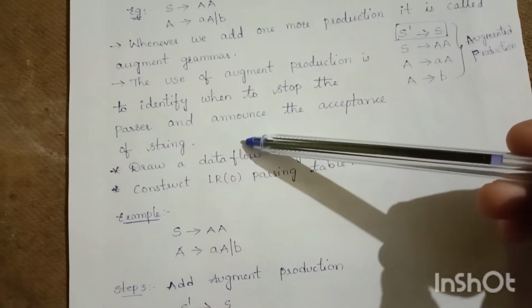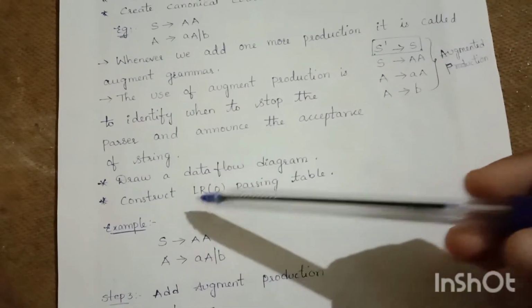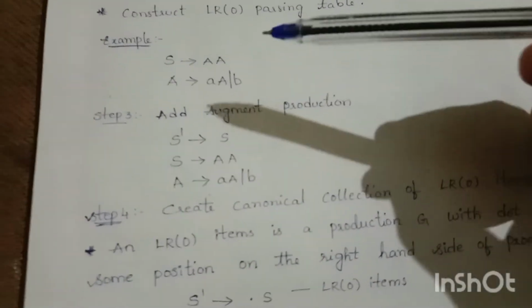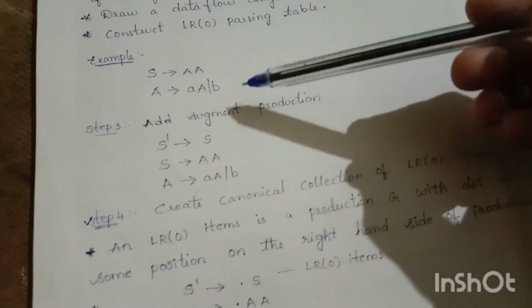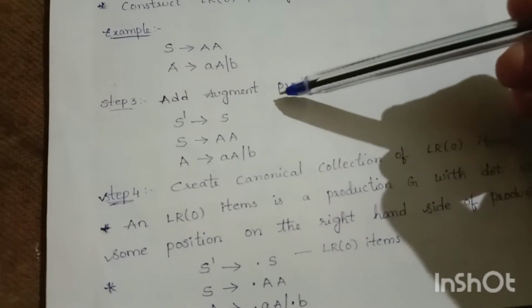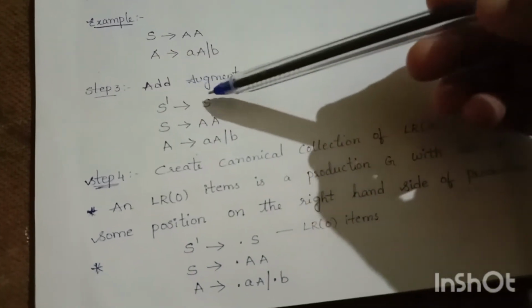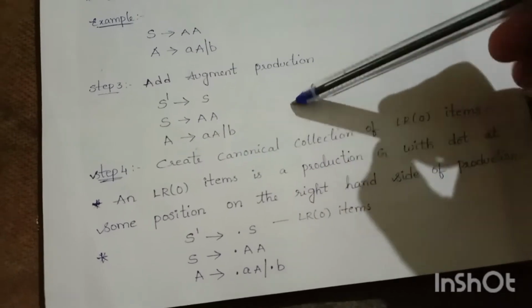And after writing the augmented production, we need to draw a data flow diagram and then construct the LR0 parsing table. With this example you will be clear. Consider the example S tends to AA, A tends to AA or B. The first step is to add the augmented production. So the augmented production is S dash tends to S, S tends to AA, A tends to AA or B.